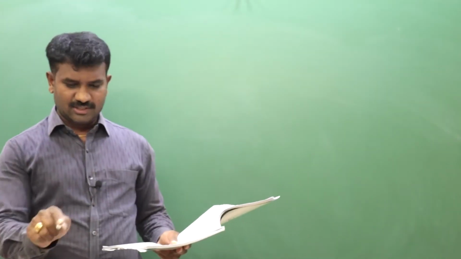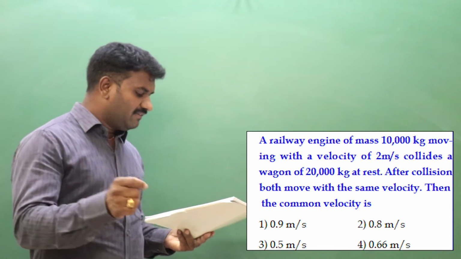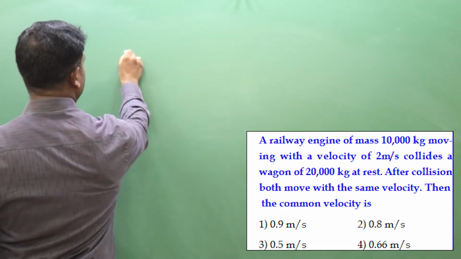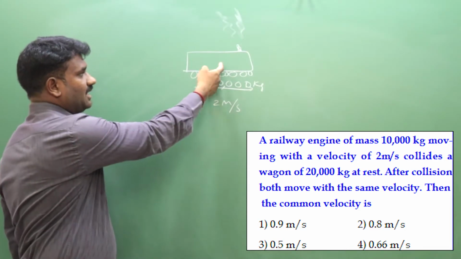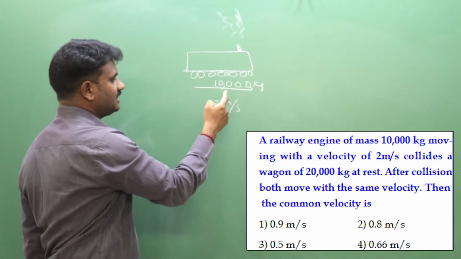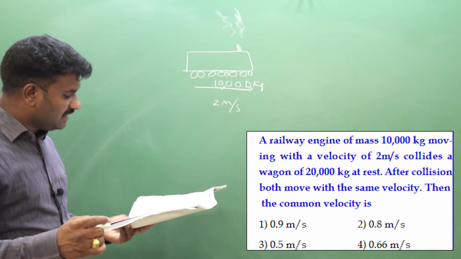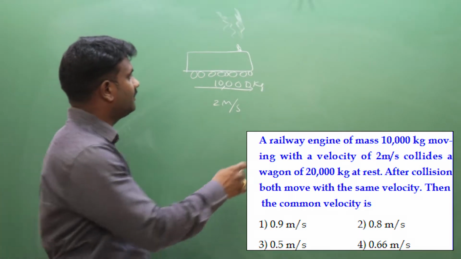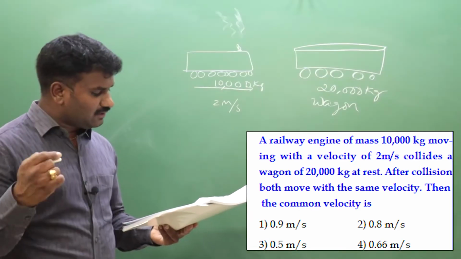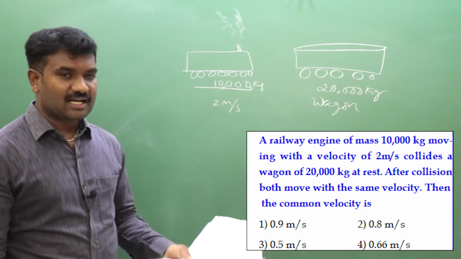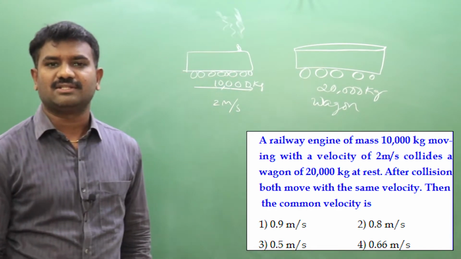Over. Look at this problem here. A railway engine of mass 10,000 kg moving with a velocity 2 meter per second. So again, this is the railway engine whose mass is 10,000 kg. It's moving with the speed of 2 meter per second. Collides with a wagon of 20,000 kg at rest. After collision, both move with the same velocity, then their common velocity is? So it hits and they move together, then common velocity is?